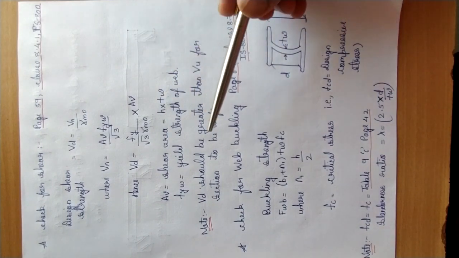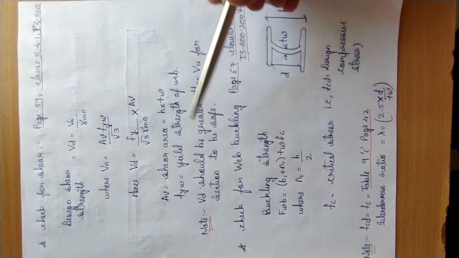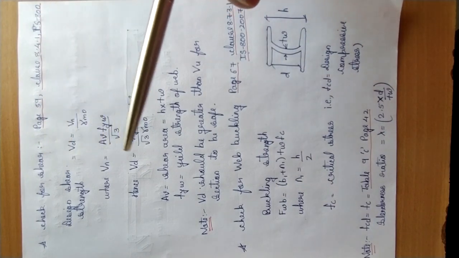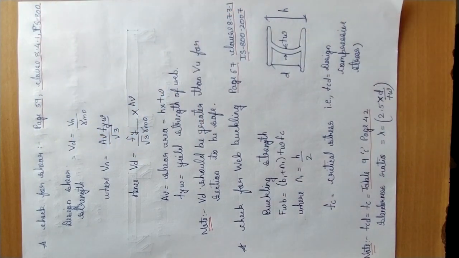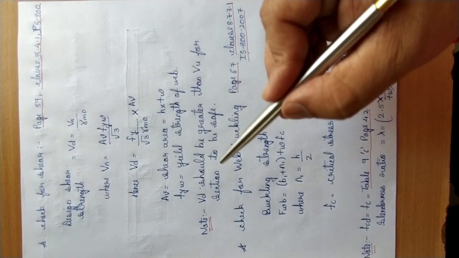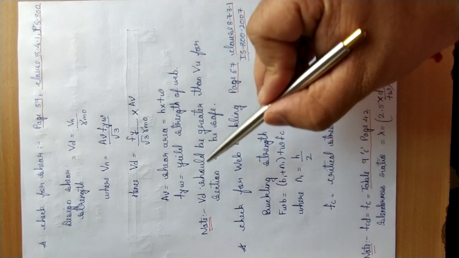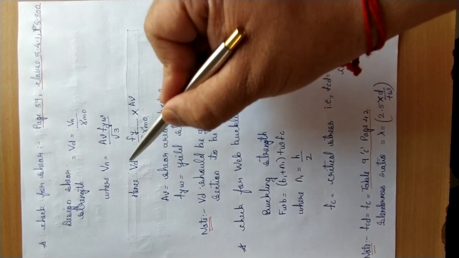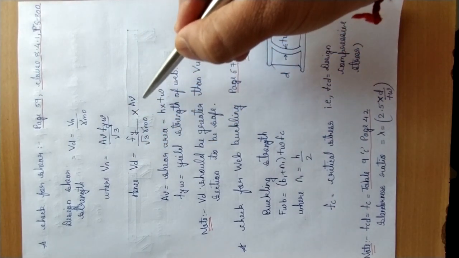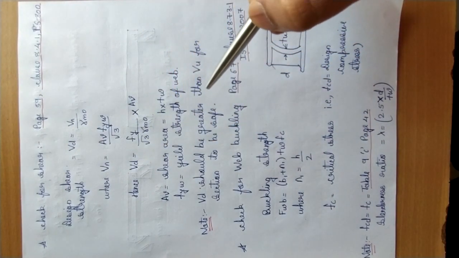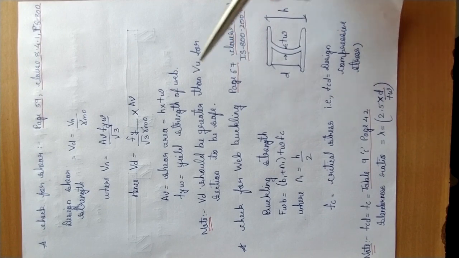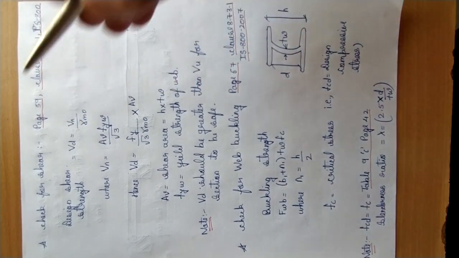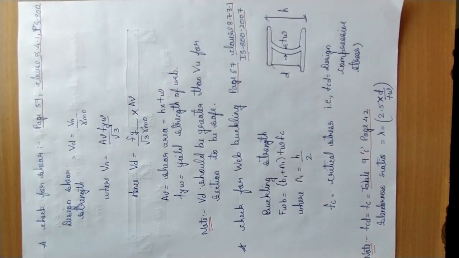And note, what is the note here? Because we are checking for shear, you should know whether it is safe or not. For the section to be safe, Vd should be greater than Vu. That means this value, when you calculate after substituting the shear area, should be greater than the shear force calculated. Then the section will be safe. So this is the check for shear. Let us move on to the next check.